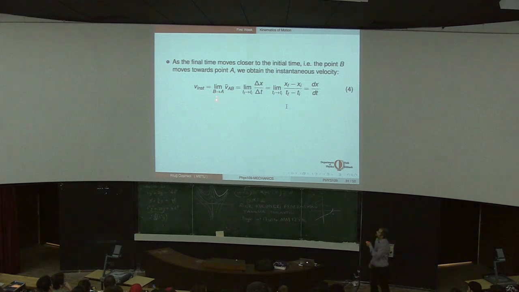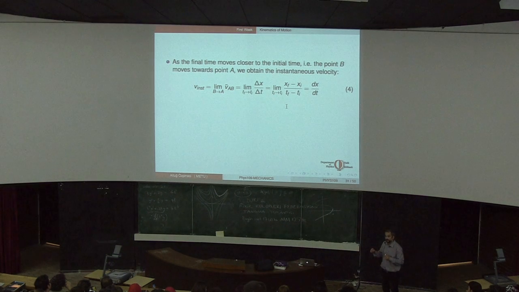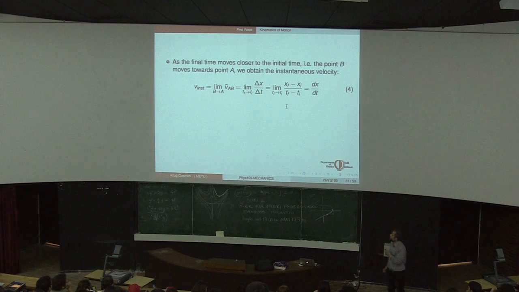So if I take the point B to A, the average velocity between the times A and B, I can also write as the limit as the final time approaches the initial time. Remember, at initial time I make a measurement of the position of my particle. At final time, I make another measurement of the position, and I see how much my particle changes in that amount of time. So if I take the second measurement to be as close as possible to the initial measurement, I will be able to obtain the instantaneous velocity. I can write it explicitly like this.